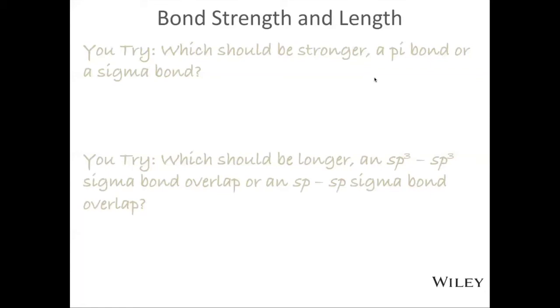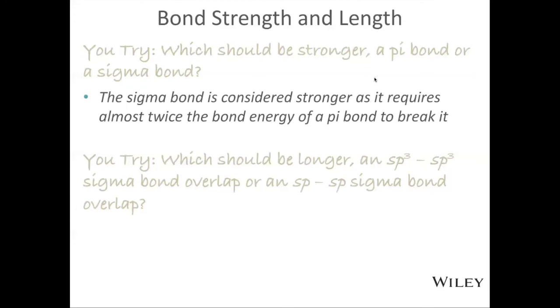Which do you think is stronger, a pi bond by itself or a sigma bond by itself? You might want to pause the video. So sigma bonds are definitely stronger because it requires almost twice the amount of energy to break than a single pi bond. Now, we're not talking about a double bond. We're talking about just the pi bond piece. Remember, the sigma bond is front end overlap, and the pi bond is this kind of sideways overlap. So a sigma bond by itself is stronger than a pi bond by itself. Of course, a single bond is weaker than a double bond, which is weaker than a triple bond, but that is not what this question is asking.